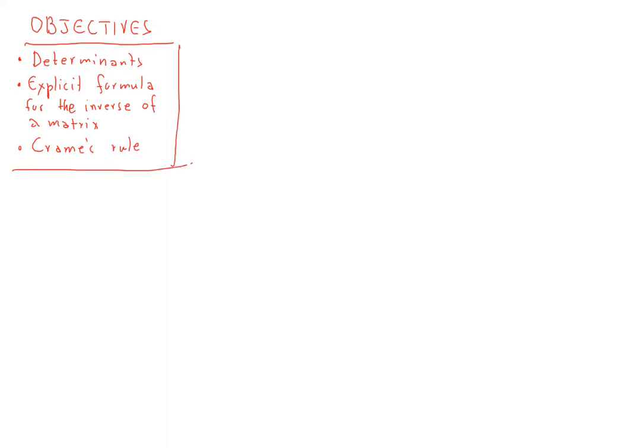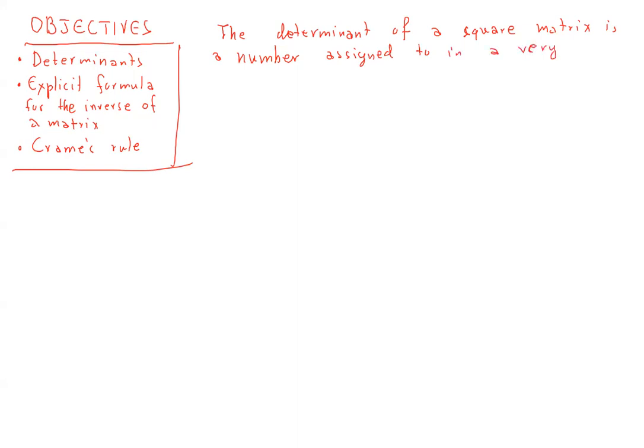So there are different ways to introduce determinants, but for all intents and purposes, the determinant of a square matrix is a number assigned to it in a very specific way. And we're going to describe this way, or one of those possible ways, right away.